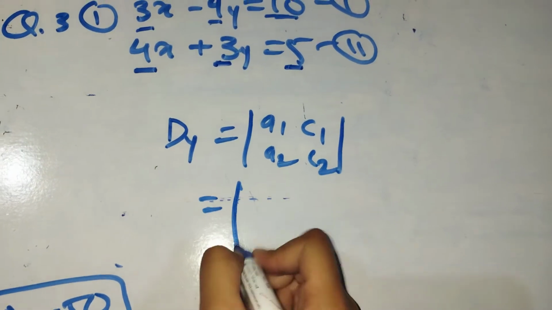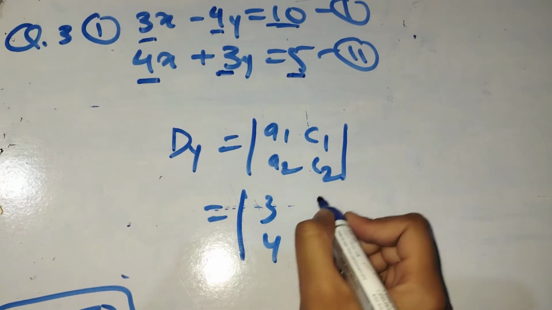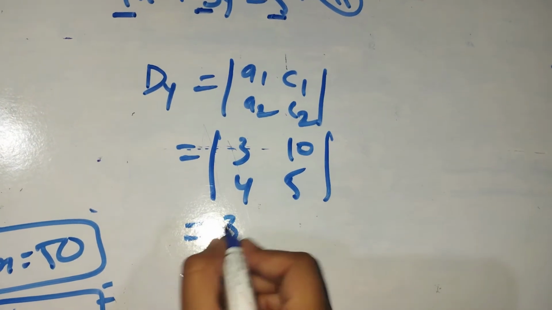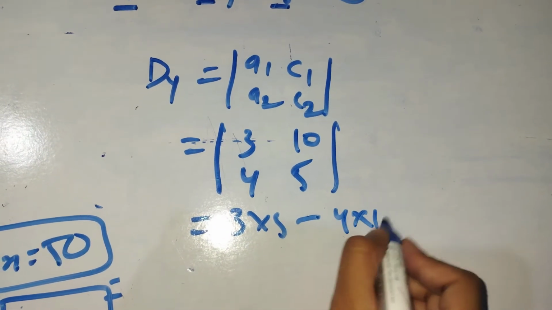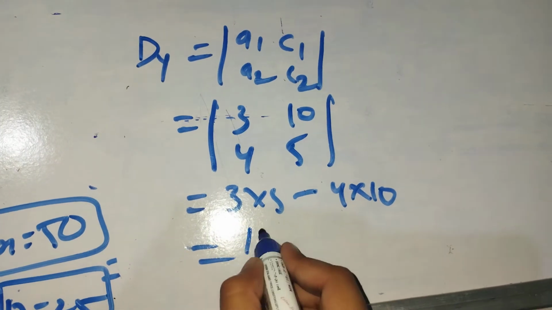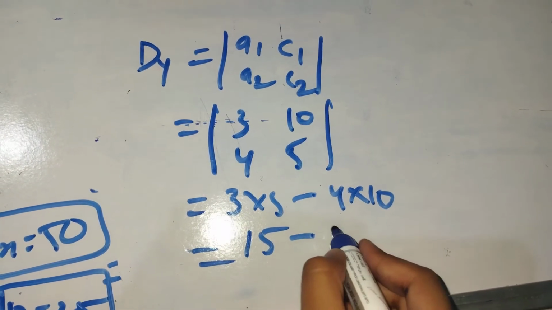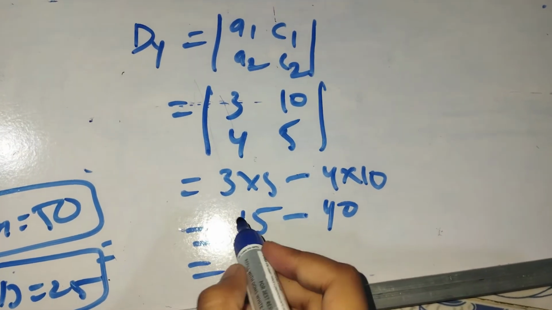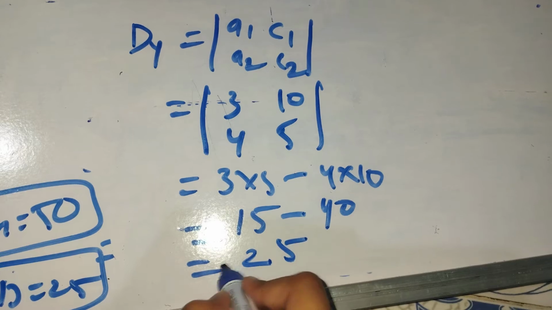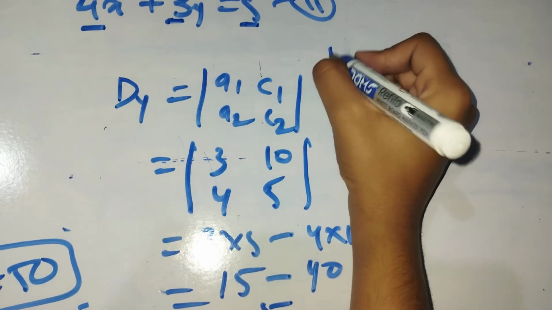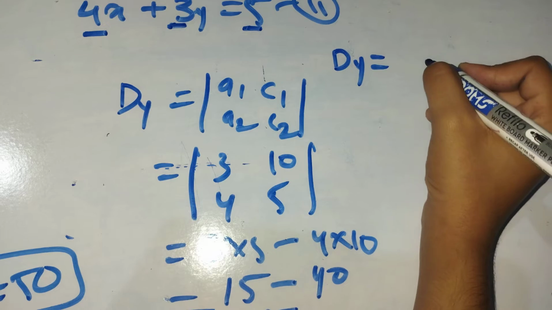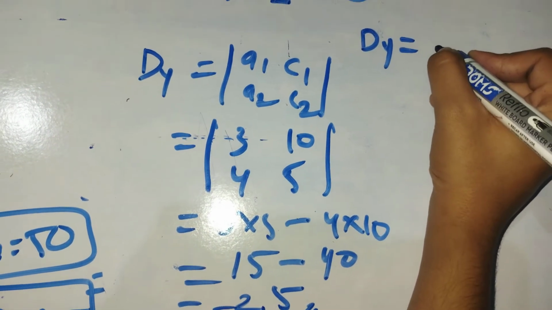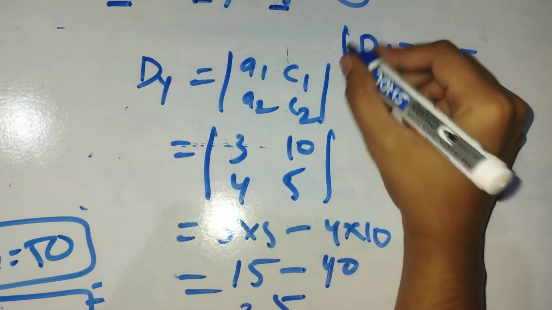A1 is your 3, A2 is your 4, C1 is your 10, C2 is your 5, and then 3 multiplied by 5 minus 4 multiplied by 10. So 15 minus 40, which is nothing but your minus 25 itself. So you will find your x and y values very simply after getting this. So dy is your minus 25.